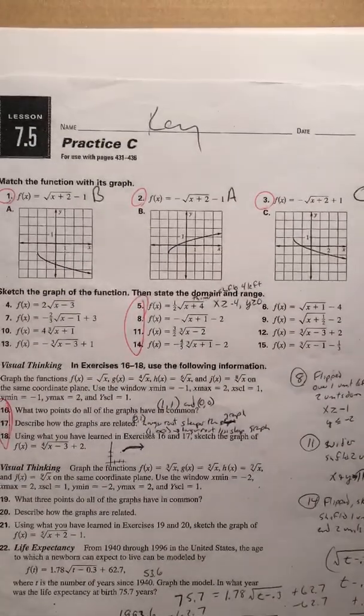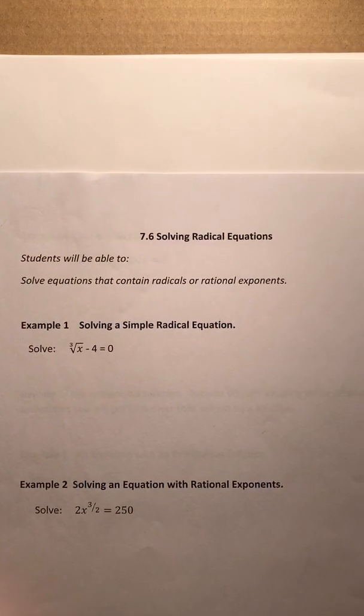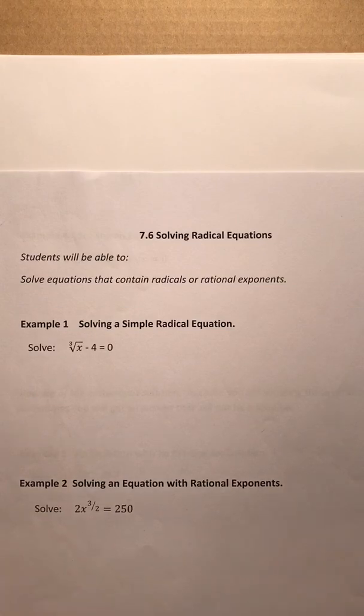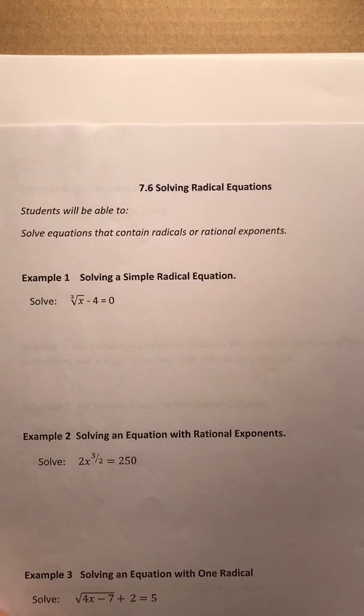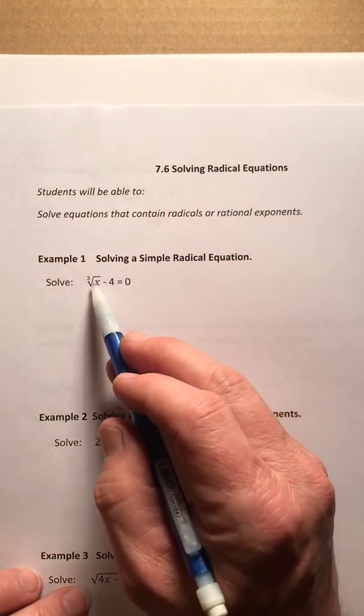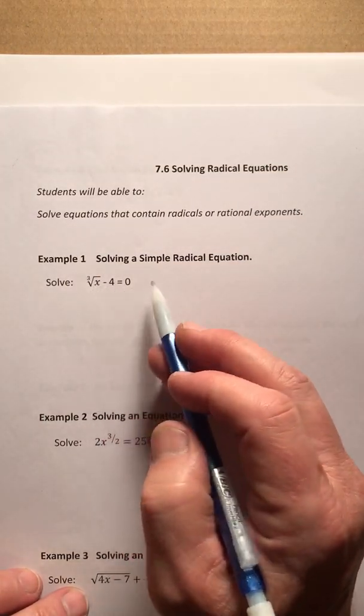Now, getting on with today's work. All right, today's work we have 7.6, solving radical equations. All right, again, we're just really doing inverse operations, which we've been doing. So this one, we have the third root of x minus 4 equals 0.